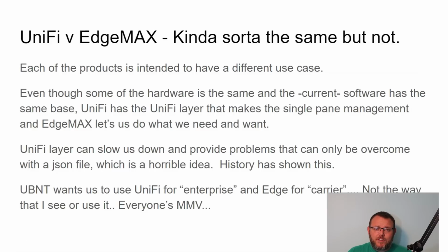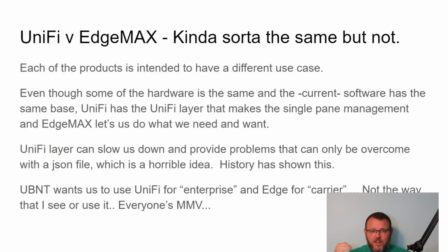But anytime you want to do anything that's standard in a larger network, or not even a large network, even small offices have multiple WAN IPs, you just can't do that in the GUI of UniFi. The UniFi layer, as I wrote here, can slow us down and provide problems that can only be overcome with a JSON file, which is a super horrible idea.